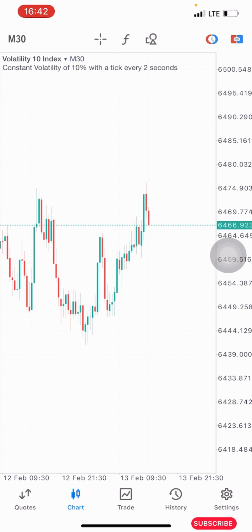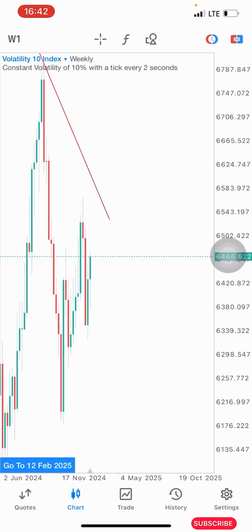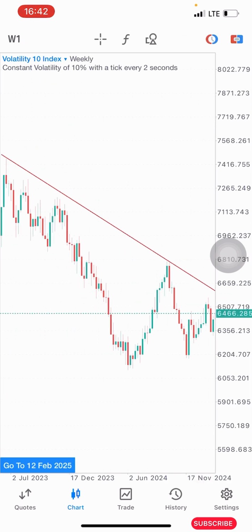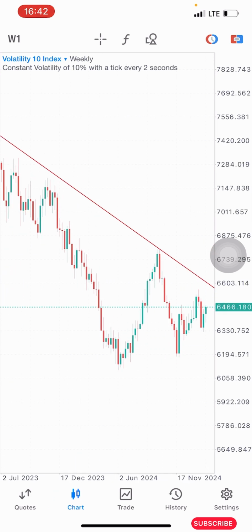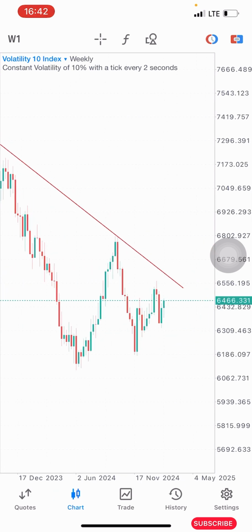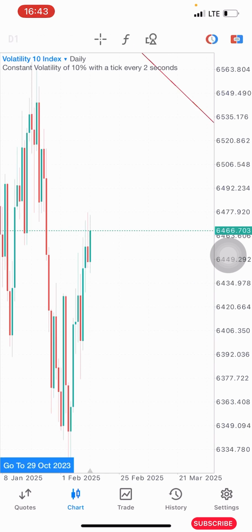Okay, so I'm going to head up to the weekly time frame. Right, so today I'll be starting from the weekly. Right, so here on the weekly, you can see that the overall trend here is a downtrend, right? So I'm going to, I'll step down to the daily.